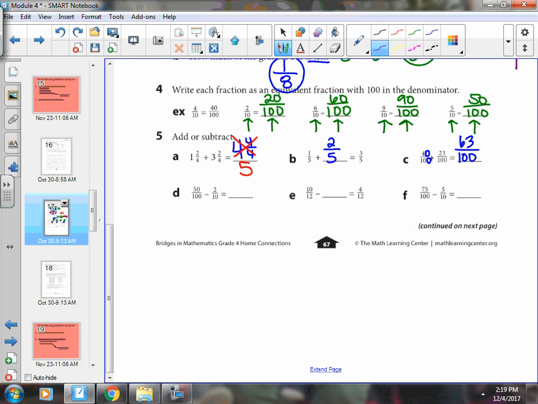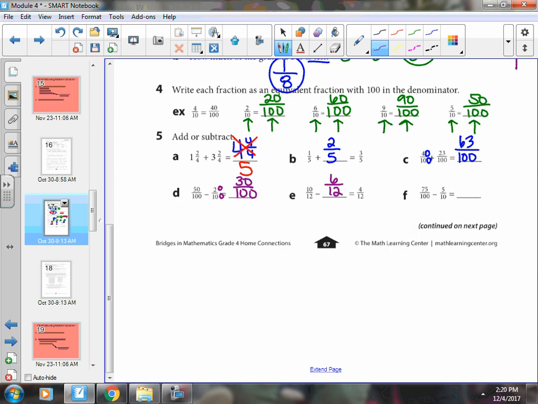50 hundredths minus 2 tenths. Again, if the denominators are not the same, make them the same. 50 hundredths minus 20 hundredths equals 30 hundredths. 10 twelfths minus 6 twelfths equals 4 twelfths.